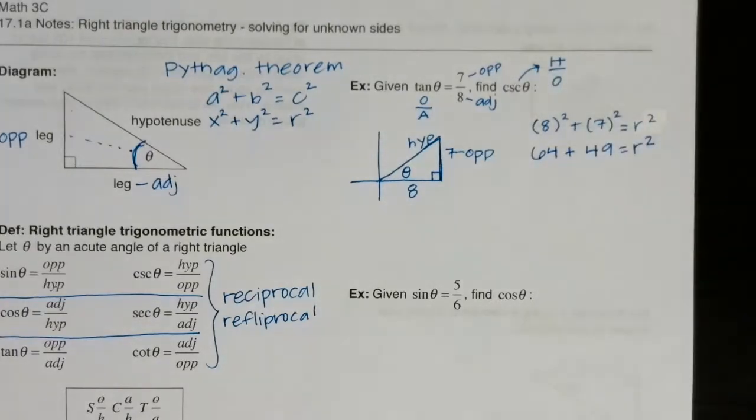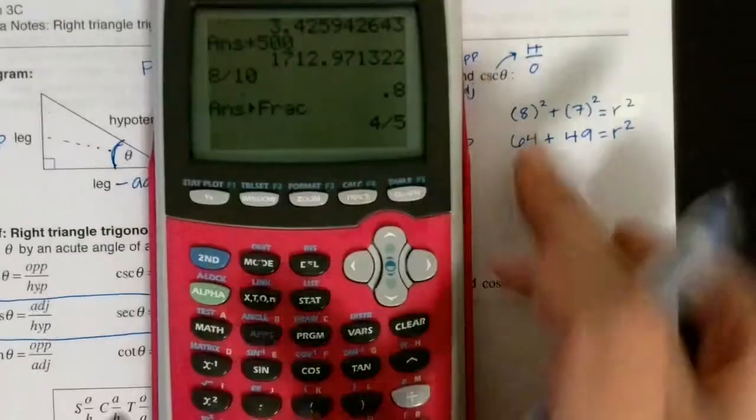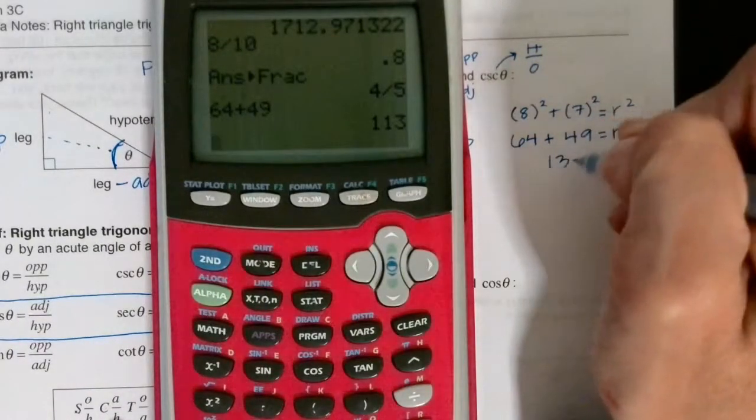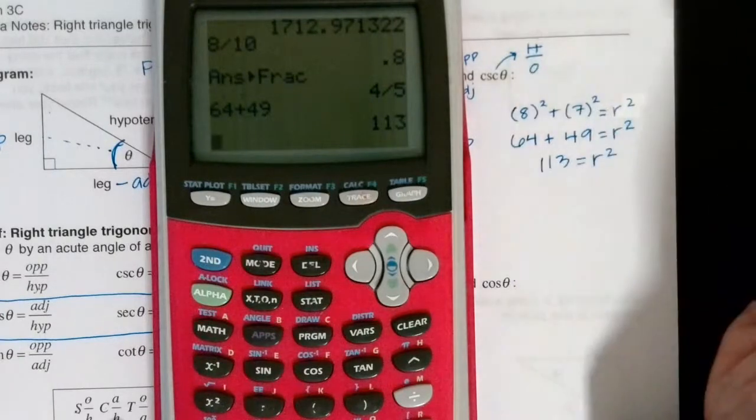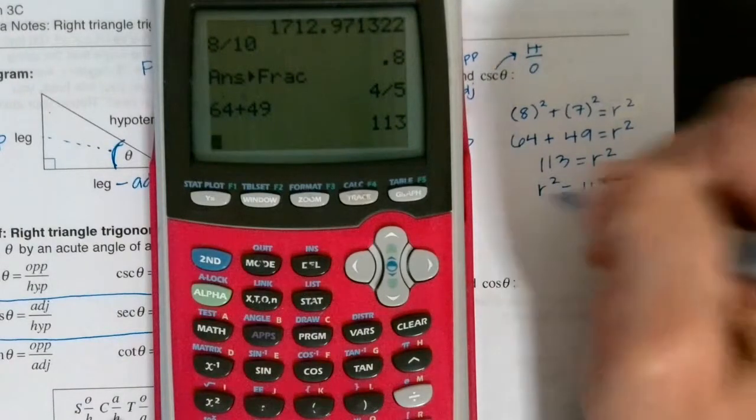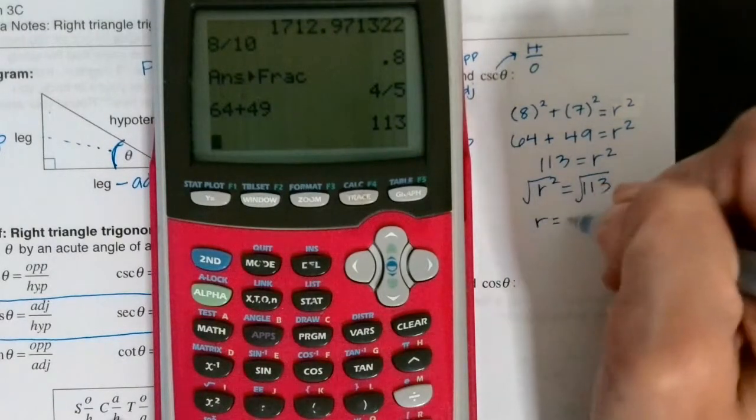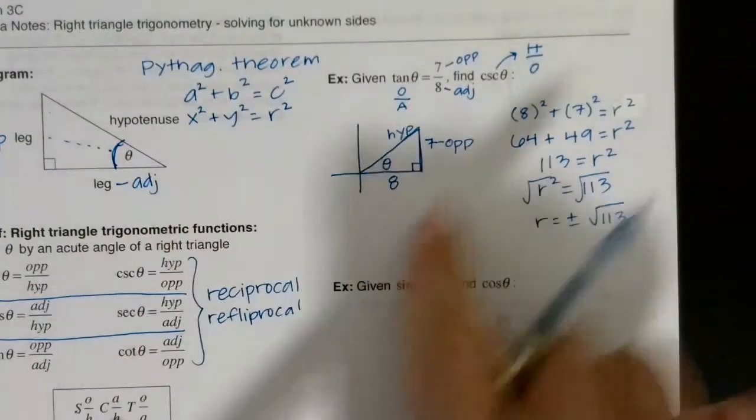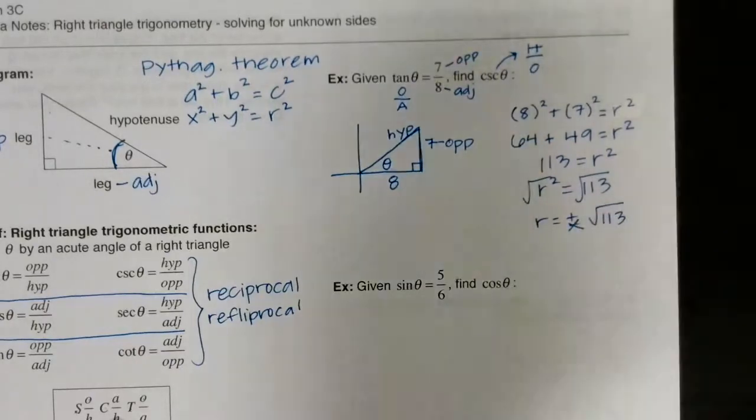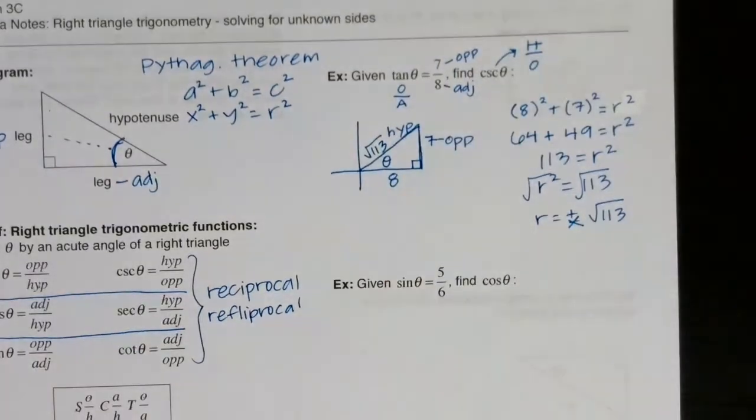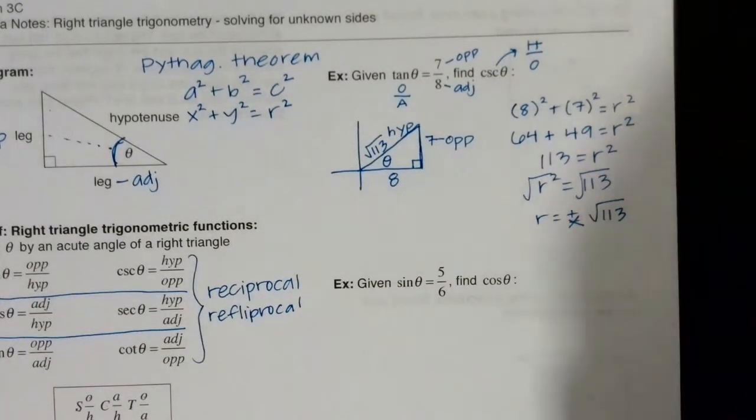So we're going to follow order of operations. So we're going to do adding. So 64 plus 49 equals 113. And then what I'm going to do is square root both sides. So I'm just rewriting it, and I get r equals plus or minus square root 113. But in the context of a triangle, the negative does not make sense. So this is square root 113. Then we need to see if we can simplify that. I'm telling you, you can't simplify it.